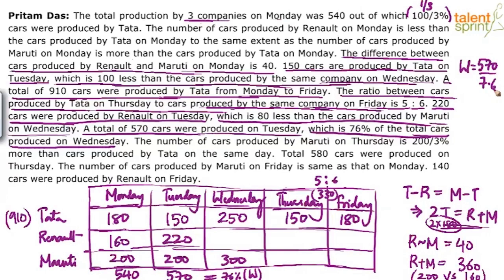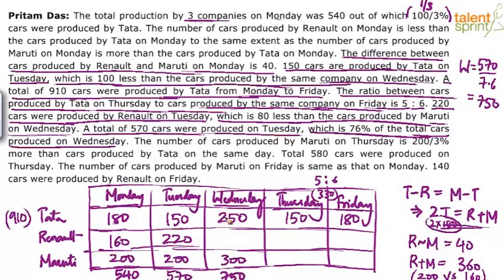I think if I take 750, yeah, should it be 750? I think so, because 60% will be 450, and 16% is 120. Yeah, so I think this will be 750. Wednesday's total will be 750. Done. So I'll replace this as 750 now.